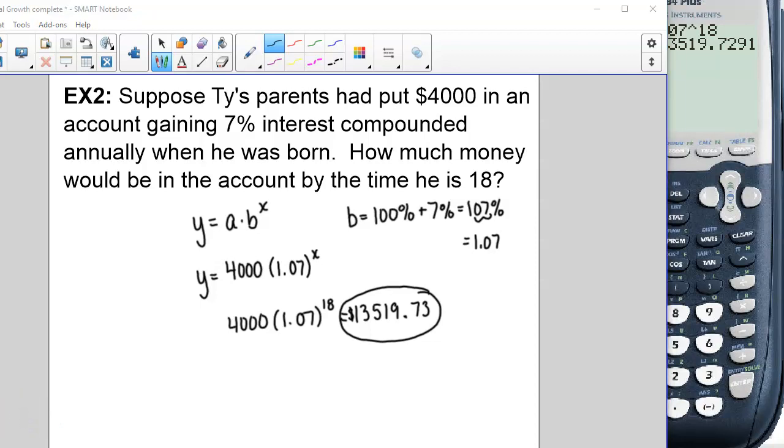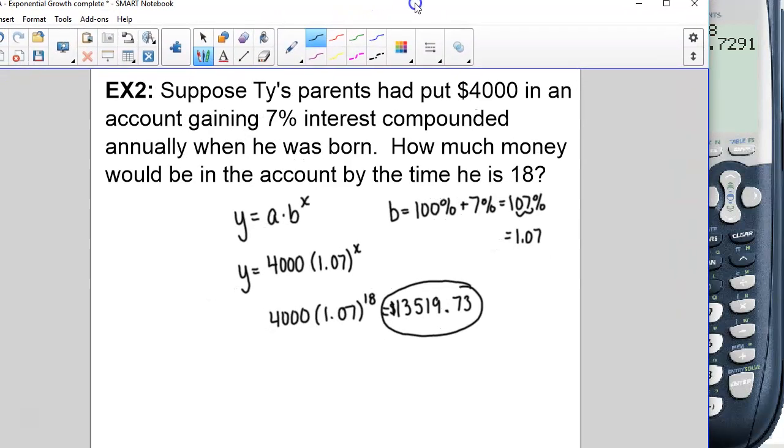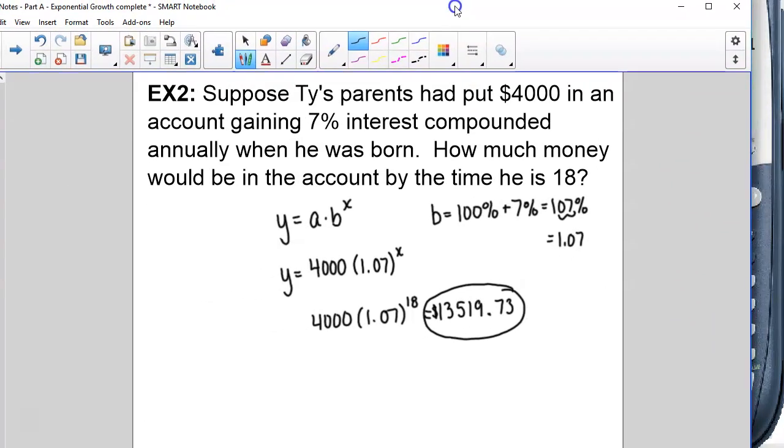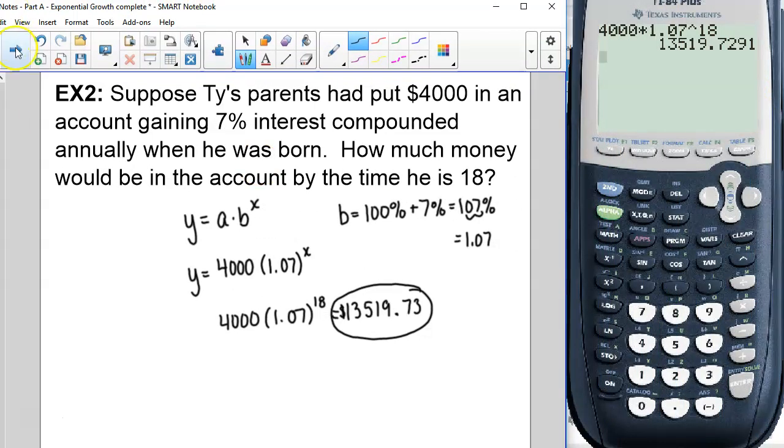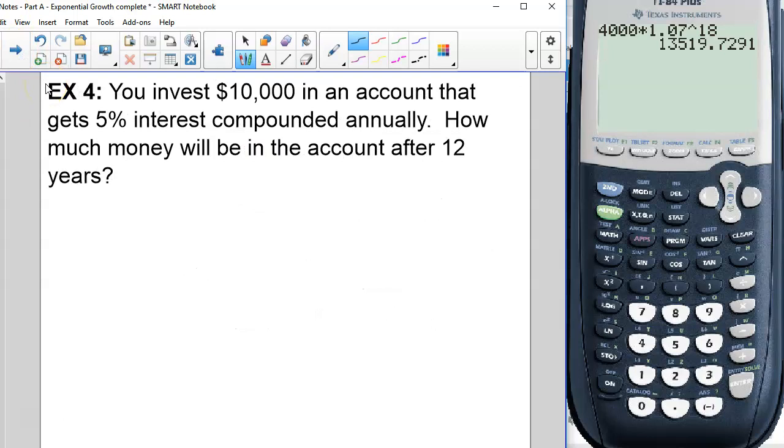Okay, so let's look at another problem. Okay. So we invest $10,000 in an account that gets 5% interest compounded annually. How much money will be in the account after 12 years? So it's the same thing again. Y equals A times B to the X.